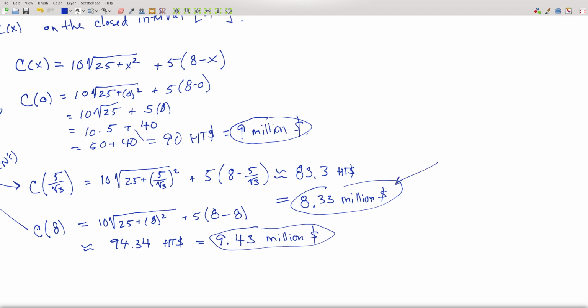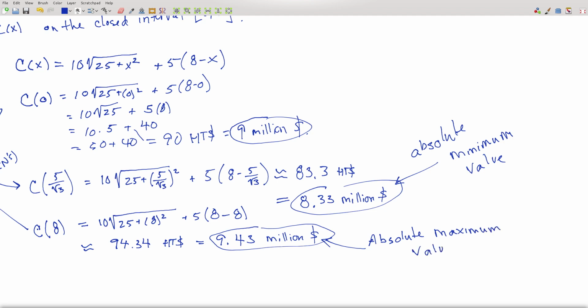This is clearly the absolute minimum value on the interval from 0 to 8. On the other hand, and it didn't ask us for this, but it's interesting to note that this is the absolute maximum value on the closed interval from 0 to 8.